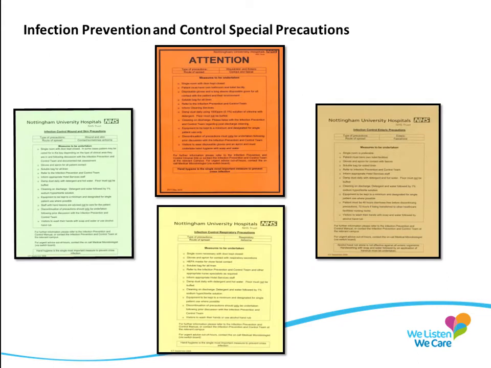The special precautions illustrated here relate to the route of transmission for a transmissible organism and tie in with the relevant policy for how to manage them safely, using measures such as wearing personal protective equipment, hand hygiene and cleaning. The colour code reflects the route of transmission and should be placed at eye level on the door of a patient isolated.